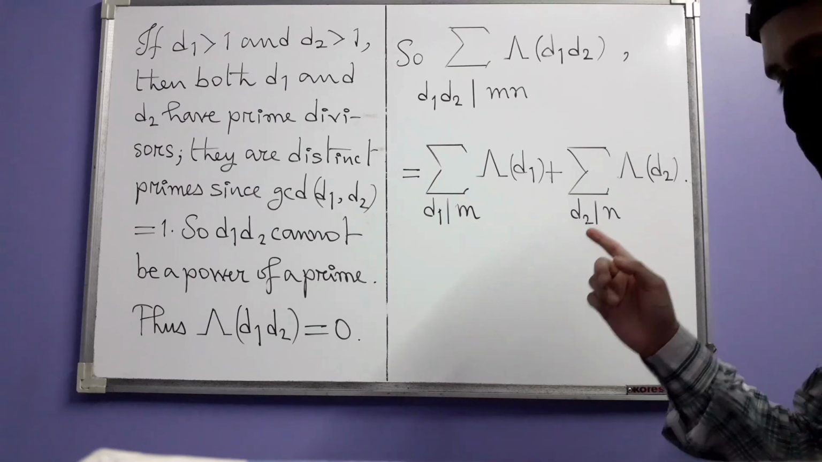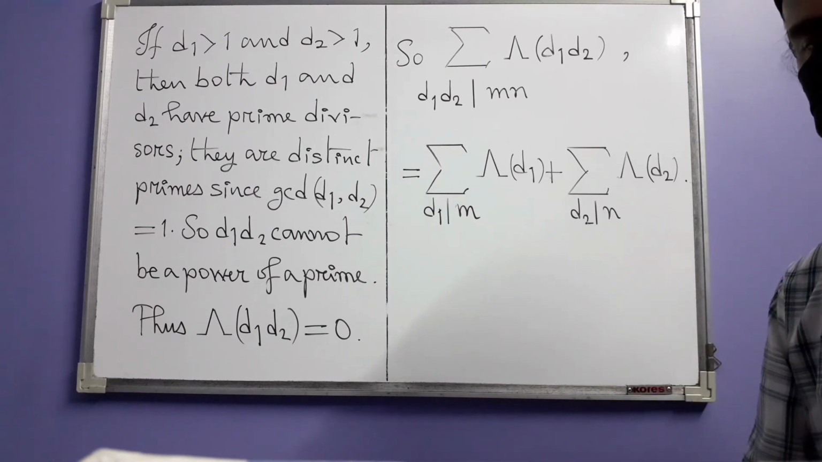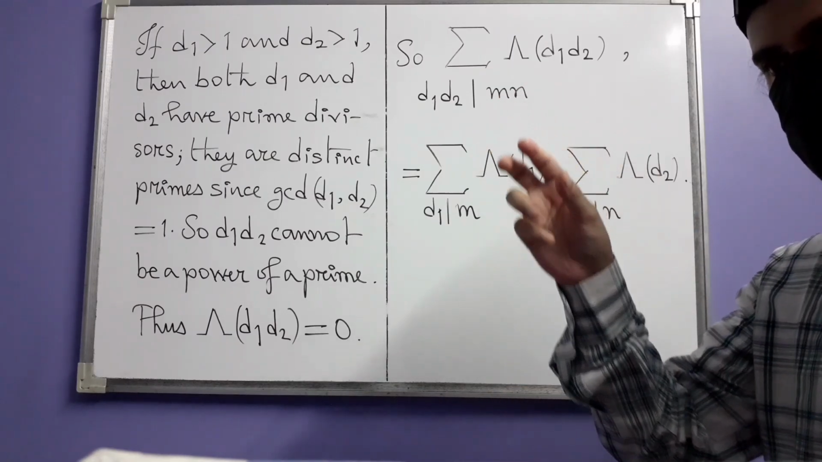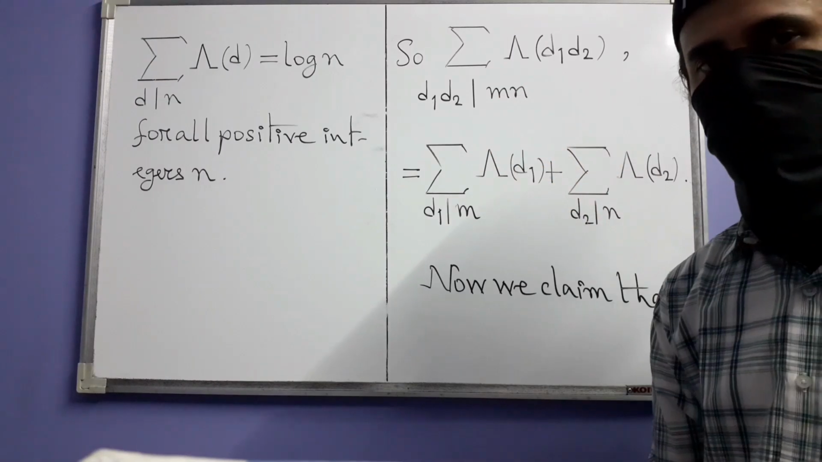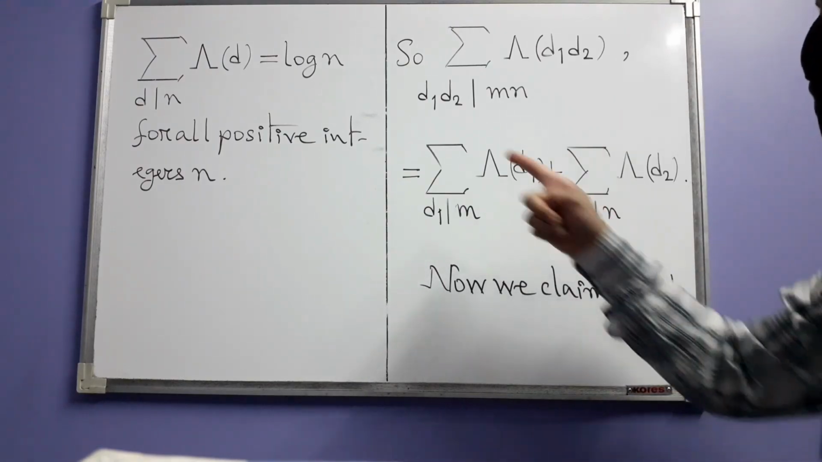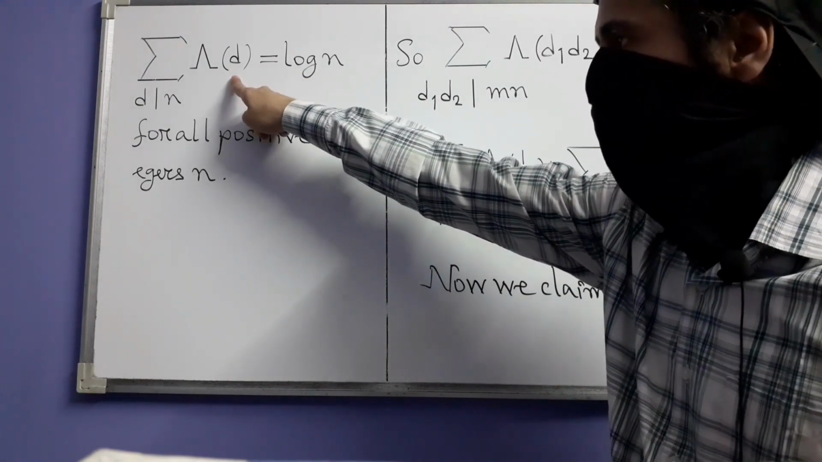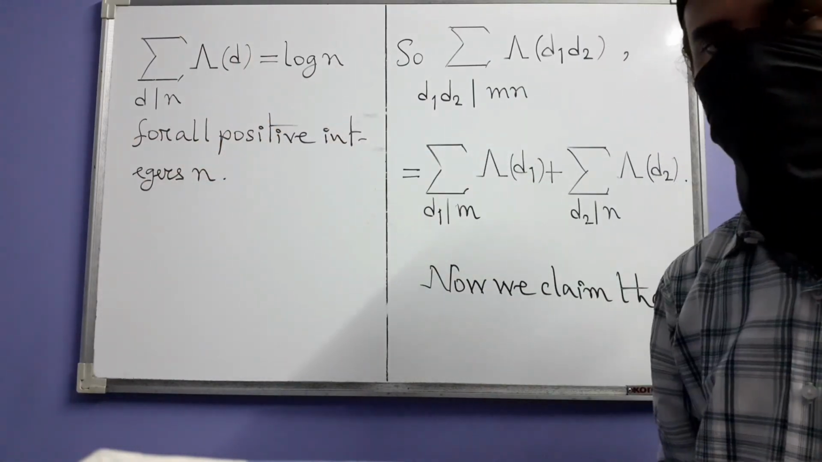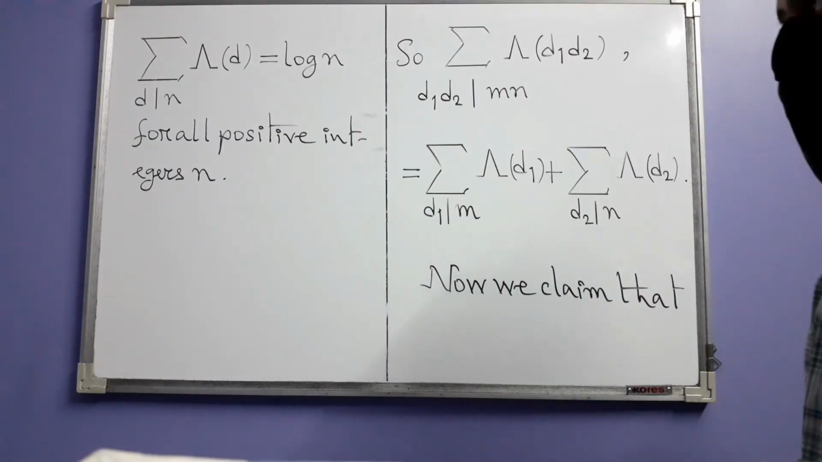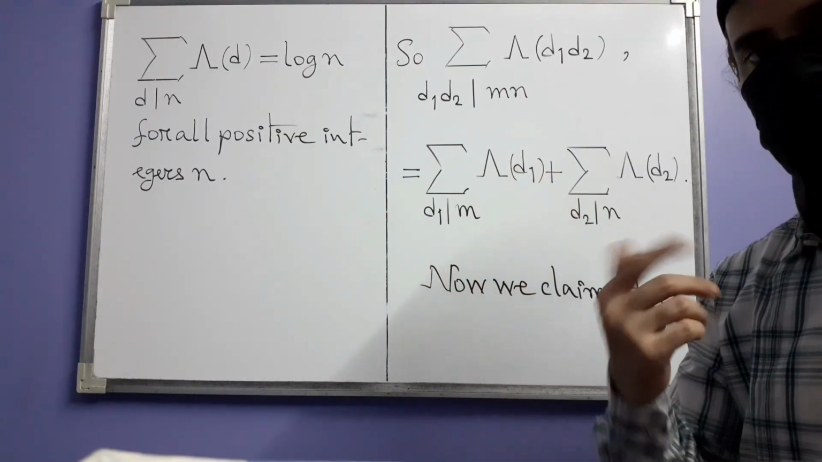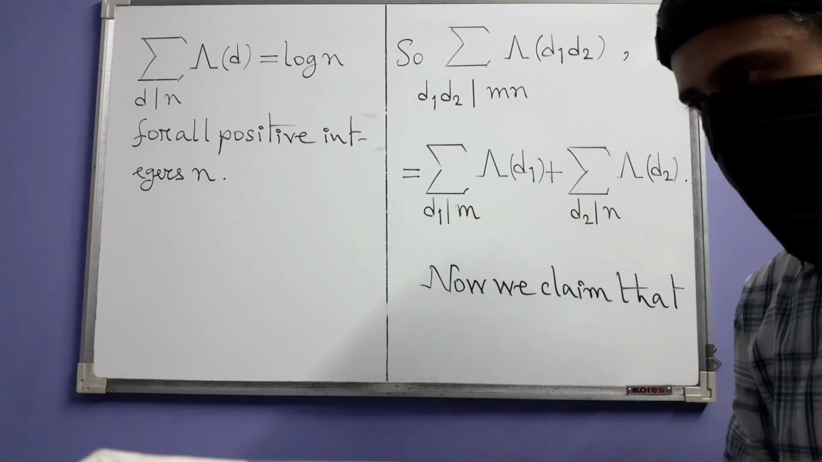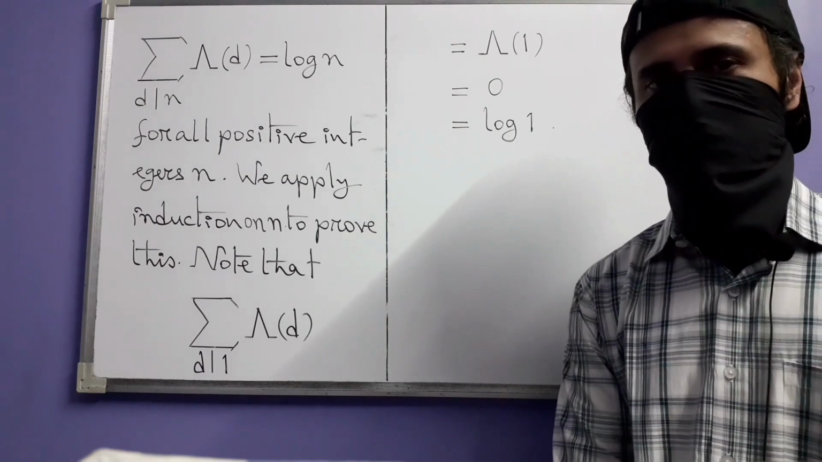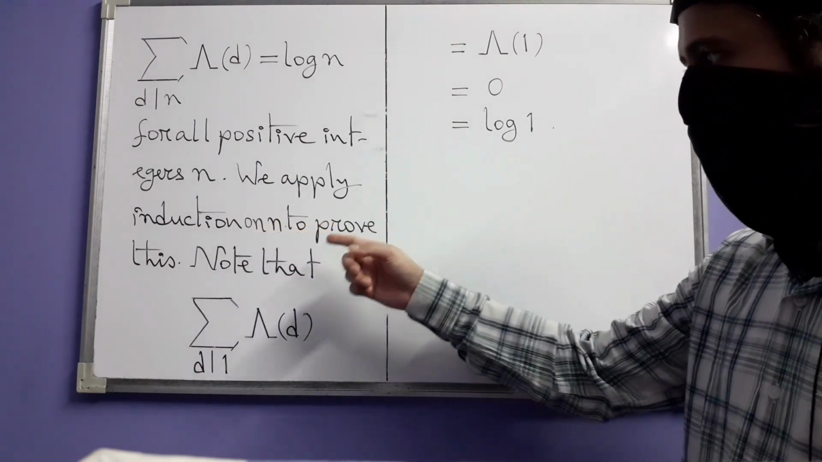Now next we are going to make a claim and then we will prove that claim, and from that claim those things which ultimately we have to show will come out as consequences. Now this is our claim. We claim that the sum of all the lambda values of the positive divisors d of n is equal to log n for all positive integers n. And we will now prove this claim by induction. In carrying out the induction step, we are going to need this. That is why I did that.